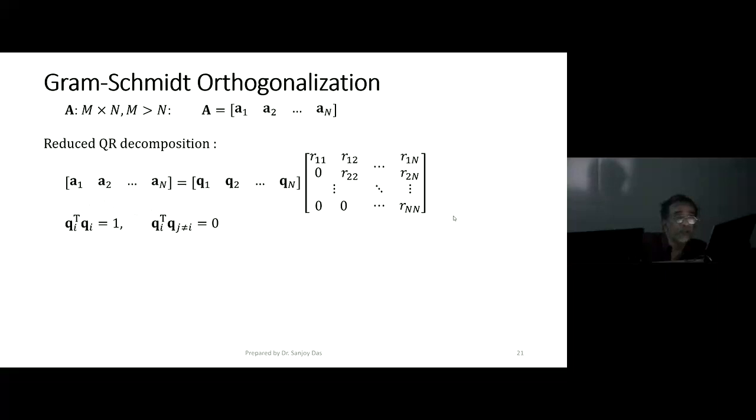This is what the reduced QR decomposition would yield. These are the columns of A, and these are the columns of Q, reduced Q. It has N columns, N as in New York, not M as in Maryland. And this is my R, which is an upper triangular matrix. We also know that Qi transpose Qi is equal to 1 because all the Q's are unit vectors, and Qi transpose Qj, for j not equal to i, is equal to 0 because they're all mutually orthogonal.